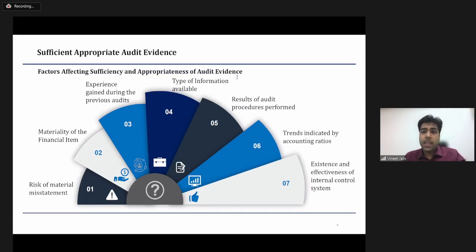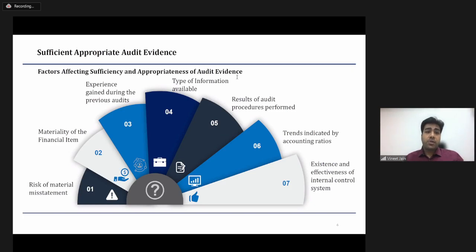Then the sixth aspect is the trends indicated by the accounting ratios. During the course of our audit, we calculate a lot of accounting ratios. We perform a lot of substantive analytical procedures. Calculation of accounting ratios is one of the aspects of analytical procedures. And these procedures help us to a great extent in gathering sufficient appropriate audit evidence.